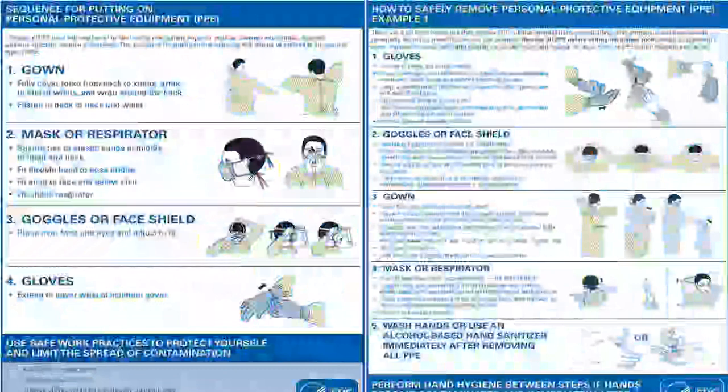The order of donning, number one, wear the gown. The gown should cover from the neck to the knee, and it should have long sleeves with elastics. Number two, the mask or the respirator should cover the mouth and the nose. If it is an N95 in the case of an airborne isolation patient, it should be the same size as your fit test, and it should be adapted to the face.